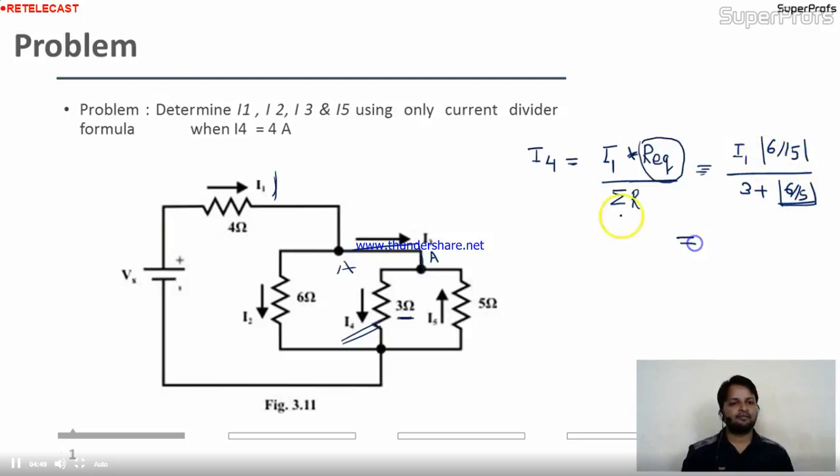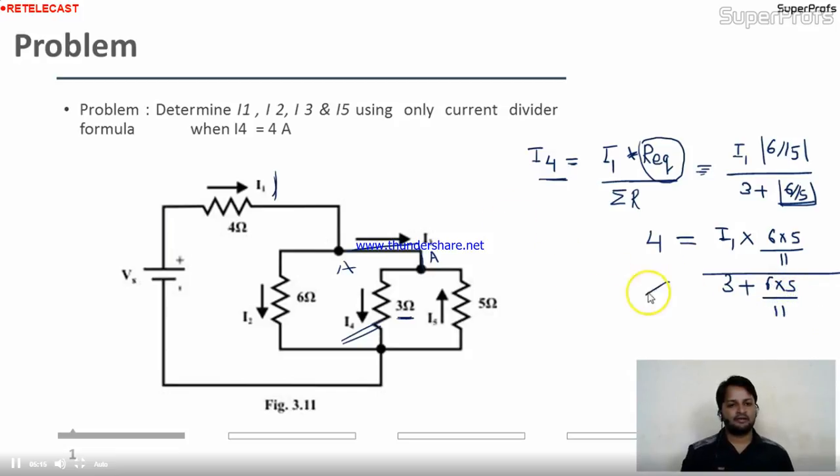Now come. What is the I4 given in the circuit? 4 ampere. I1 unknown. 6 and 5 are connected in parallel combination. The resultant is 6 into 5 divided by 6 plus 5. Is it okay to you people? Here 3 plus 6 into 5 divided by 6 plus 5. Is it okay to you?